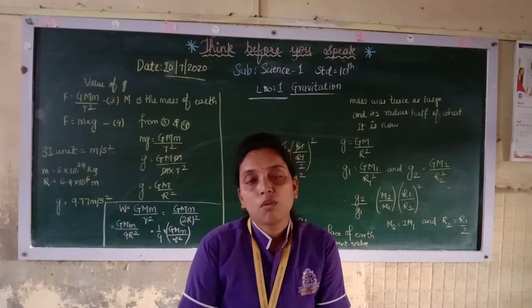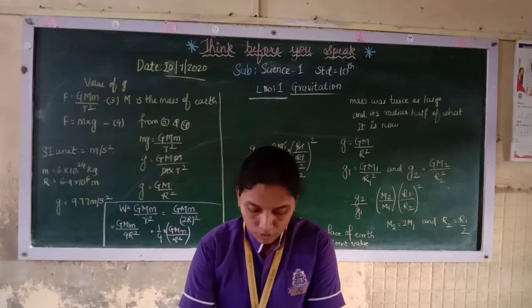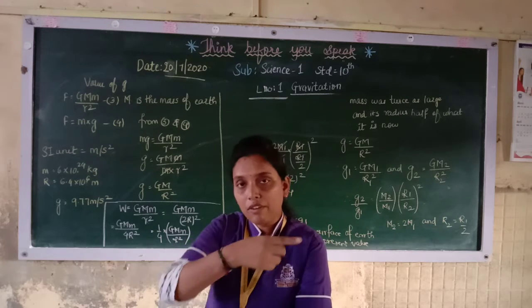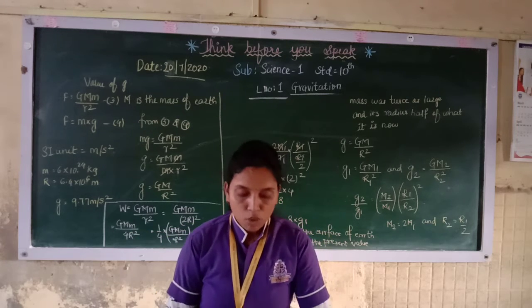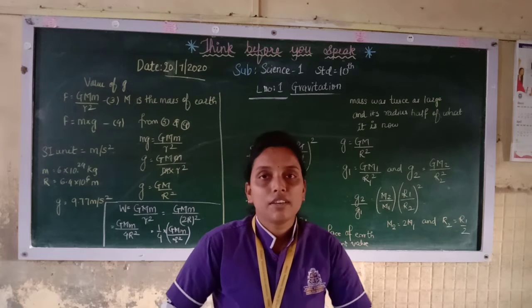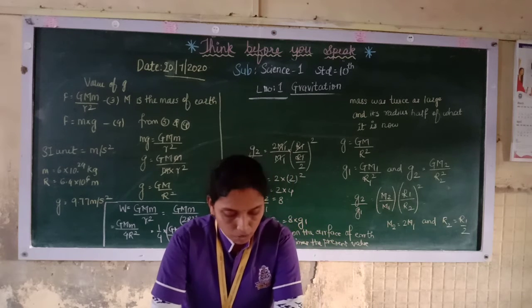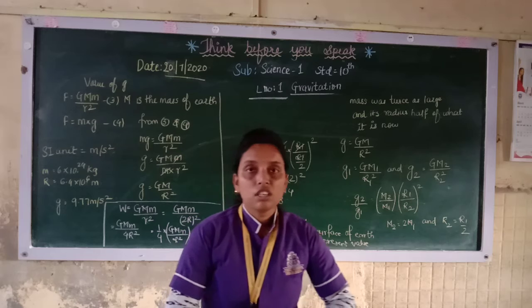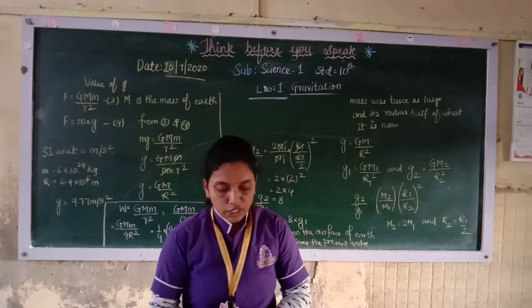Now latitudes are what? The horizontal lines. The equator is horizontal like that. So it is lowest at the equator, that is 9.78 meter per second square. Now this was along the surface of the earth. Now next is change with height.